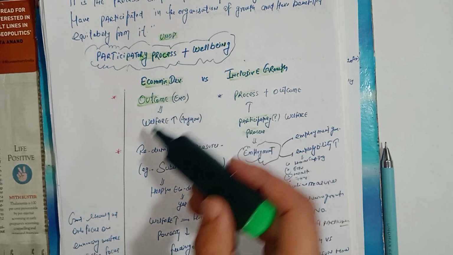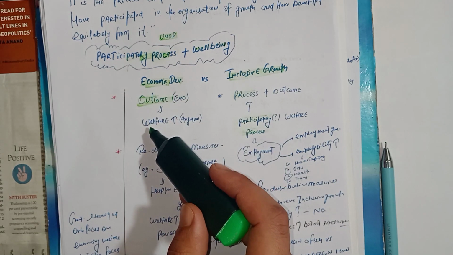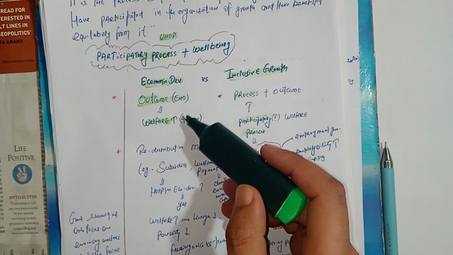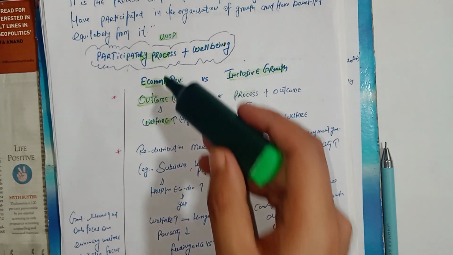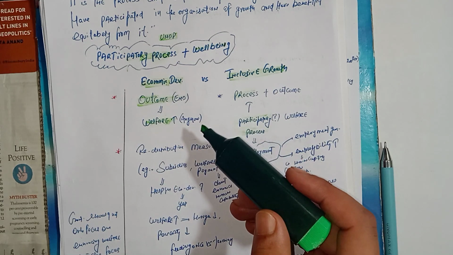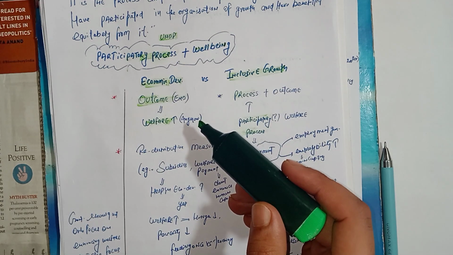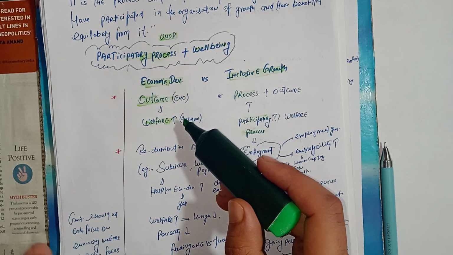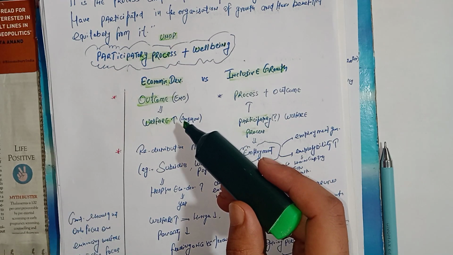Economic development is just an outcome. What is the outcome? The outcome is to increase the welfare. In economic development, we have to increase welfare anyhow. It doesn't matter whether you are including all the people or not. Somehow you have to increase the welfare.